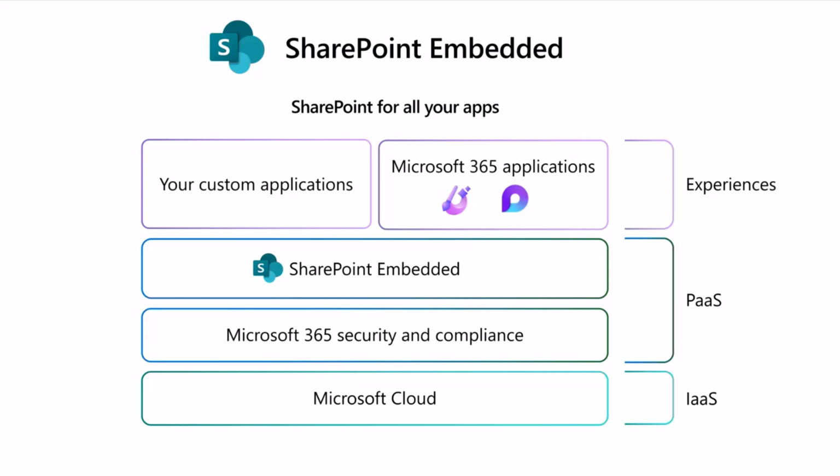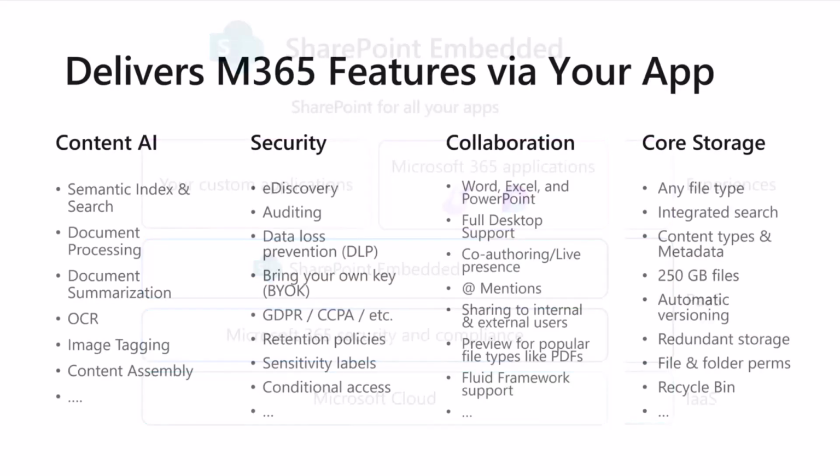So I want to talk a little bit now about some of the features that this actually brings forward. Don't worry, I'm not going to read the whole slide, but broadly speaking, when we think about the features that this enables for apps, it's these four big families of security, collaboration, core storage, and then of course, content AI.